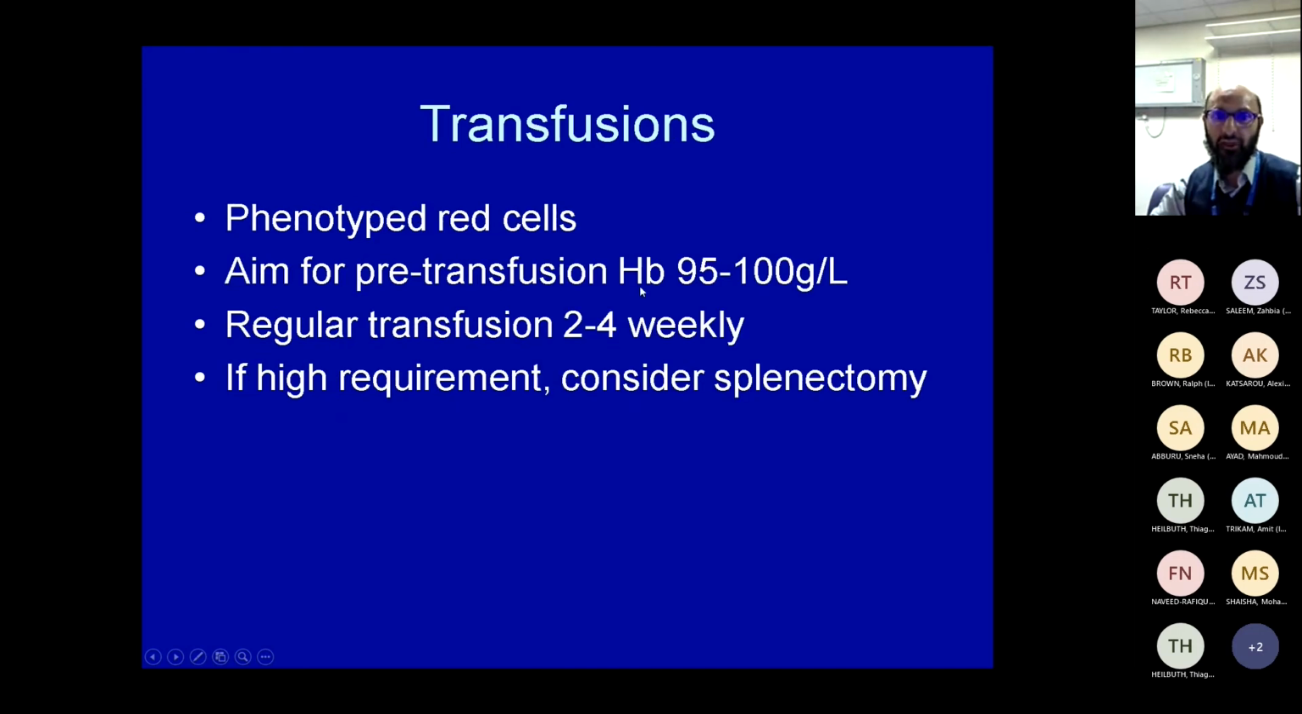So in terms of the transfusions, obviously because these patients are going to be on lifelong transfusions, we try to match and give them phenotyped red cells, and generally aim for a pre-transfusion hemoglobin of about 95 grams per litre, in order to ensure patients are free from symptoms of anemia and to protect them from the extramedullary hematopoiesis as much as possible. Most patients will require transfusions every 2 to 4 weeks. And as mentioned already, if they have a particularly high transfusion requirement and splenomegaly, then splenectomy is a consideration.